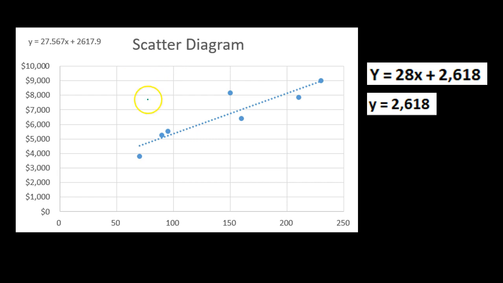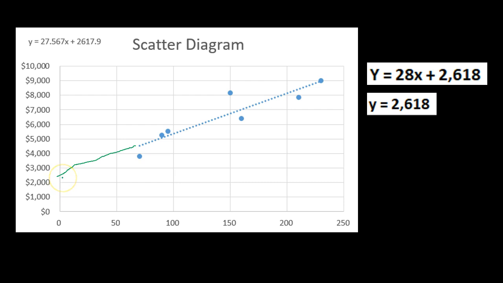2617.9. And once we have that, once again, we can take that line and extend it to the vertical axis. We can use a formula to do that. Y equals 28x plus 2618. We could then make x 0 and solve for y, which of course would be 2618. So if we extend this out, we're going to say it hits the vertical axis at about 2618.